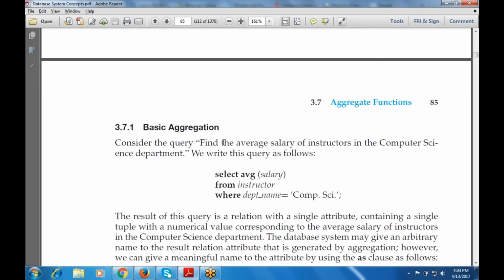Consider the query: find the average salary of the instructors in the computer science department. We write this query as follows: select AVG(salary) from instructor where dept_name equals 'Comp. Sci.' Now, the average salary will be found. That means the addition of all the salaries divided by the number of them. For example, if there are 5 instructors, the addition of each and every salary is divided by 5.